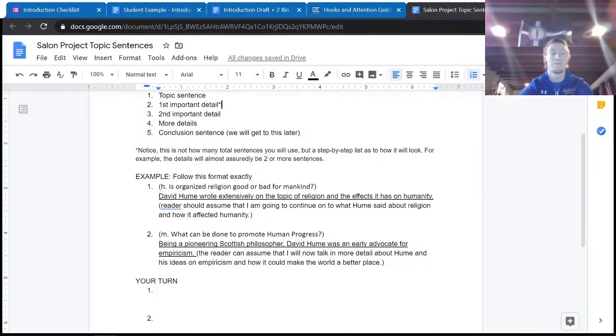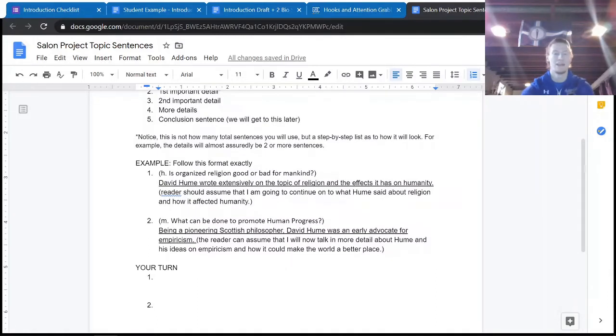And then my second topic sentence comes from the question of what can be done to promote human progress. The sentence I made: being a pioneering Scottish philosopher, David Hume was an early advocate for empiricism. So again, the reader knows what I'm going to be writing about. They can assume that I'm now going to talk in more detail about Hume and his ideas on empiricism and how it's going to make the world a better place.